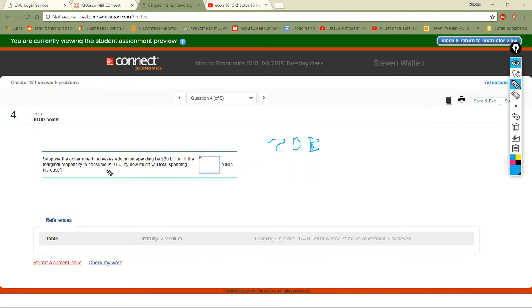Now, if the marginal propensity to consume is 0.8, by how much will total spending increase? Okay. So if 0.8 is MPC, what is MPS going to be? It's going to be 0.20, because it's relational to it to add up to 1, right? MPS. If I spend 80 cents, by default, I'm keeping the other 20 cents of a dollar. This is MPS. This is my savings.